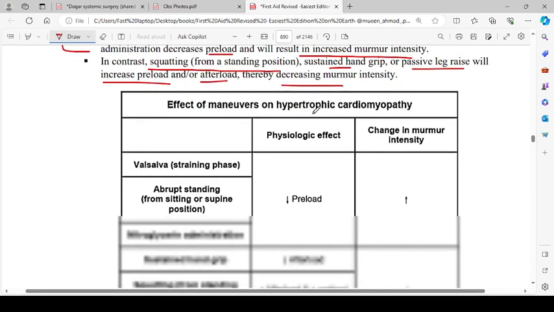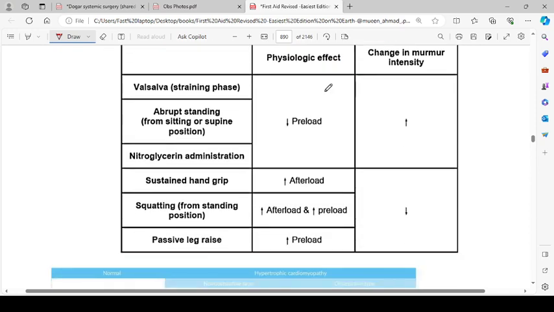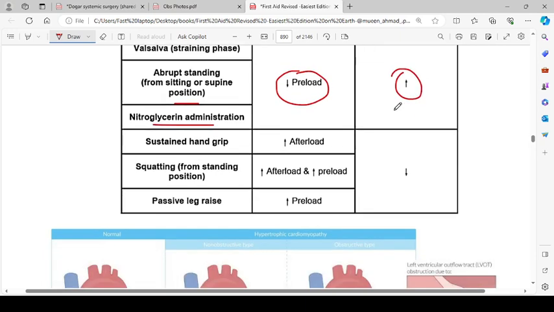So, effect of maneuvers on hypertrophic cardiomyopathy. Valsalva straining phase, abrupt standing from sitting or supine position, and nitroglycerin administration. These three things will decrease the preload and increase the murmur intensity. Sustained hand grip, squatting from standing position, and passive leg raise: sustained hand grip increases the afterload, squatting from standing position increases afterload and preload, and passive leg raise increases the preload, so they will decrease the murmur intensity.